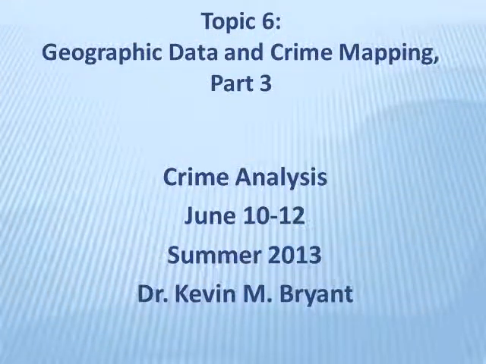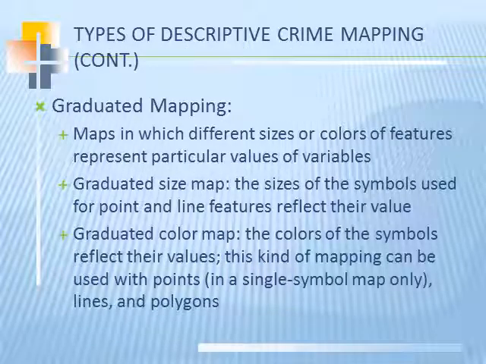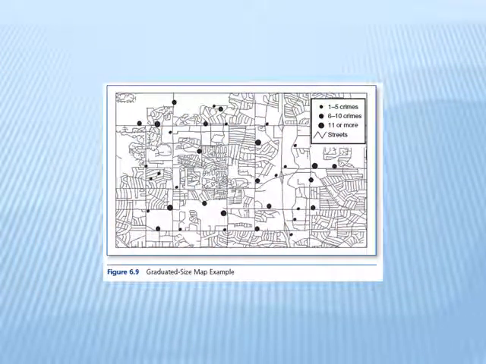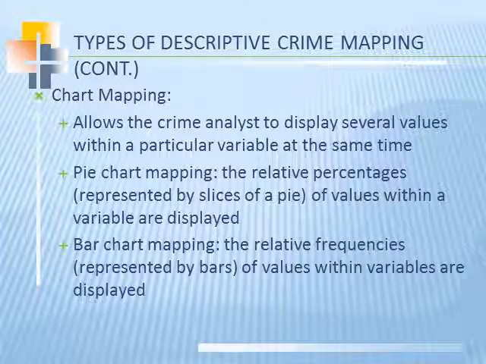This is part 3 of Topic 6, Geographic Data and Crime Mapping. In graduated maps, the sizes or colors of features represent the values of the variables. Figure 6.9 from the text is a black and white version of a graduated size map. Chart maps, which can use either pie or bar charts, allow the illustration of several values within a particular variable.